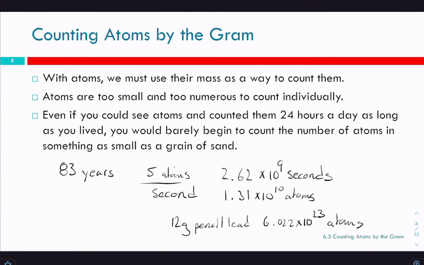So you'd get to like 10 trillion. But there are 10 trillion trillion. So there's a trillion times more atoms in 1 gram of pencil lead than you could count in an entire lifetime if you counted 24/7 for 83 years. So this is why you can't just count them out. All right.